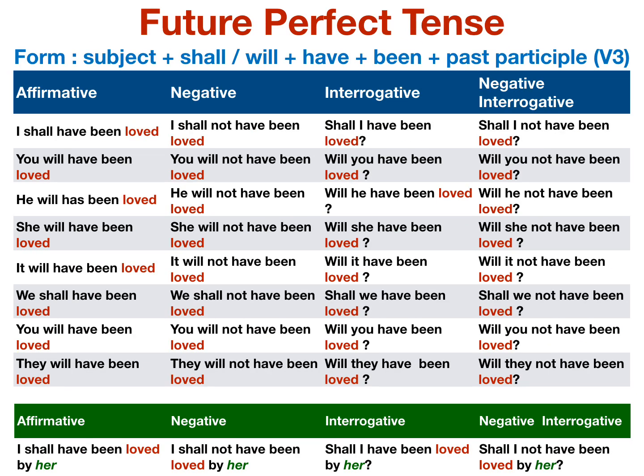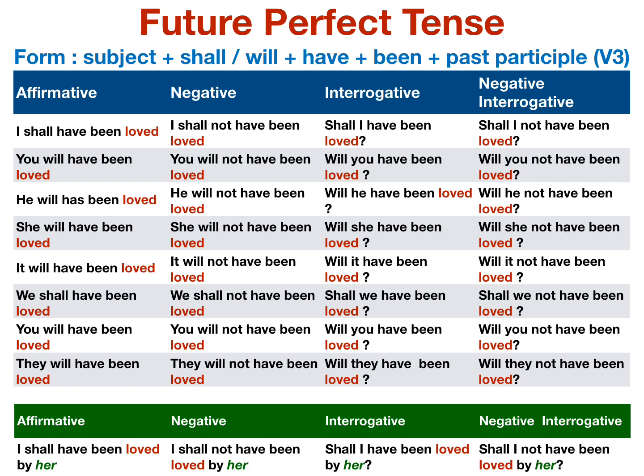Passive voice, future perfect tense. Subject plus shall or will plus have plus been plus V3. I shall have been loved. I shall not have been loved. Shall I have been loved? Shall I not have been loved? You will have been loved. You will not have been loved. Will you have been loved? Will you not have been loved?